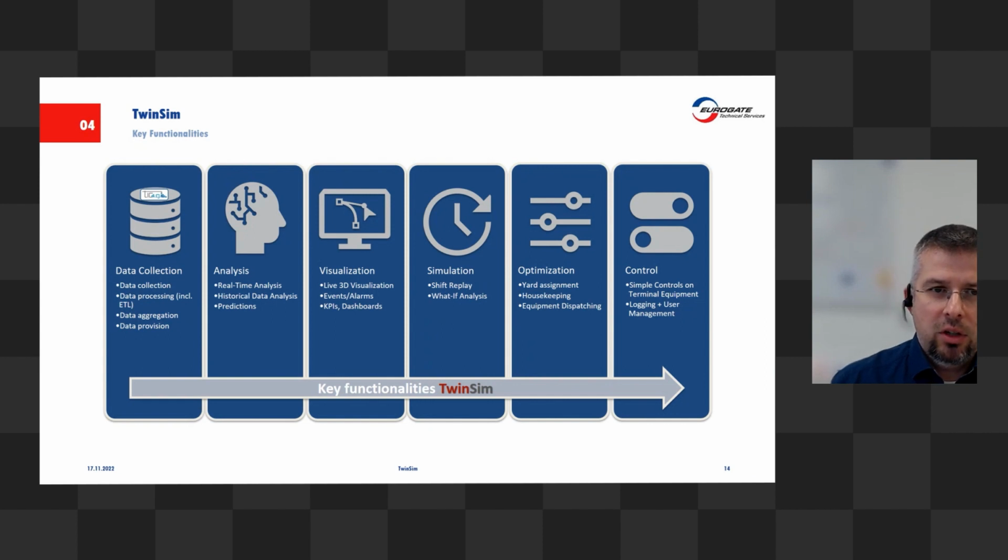And the last key function is the control. Depending on the result of calculations done, for example, in the optimization, the control is needed for the closed loop. So if we want to close the loop in such a digital twin, we need the opposite direction of data flow. We will start at the beginning with simple things like controls of the container handling equipment, but later this function can be bigger and give us also the possibility to close this loop.